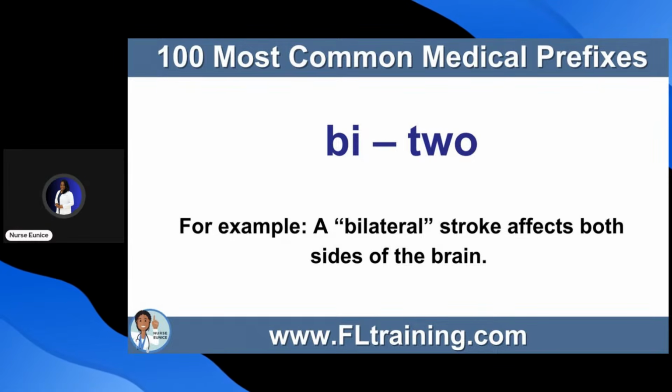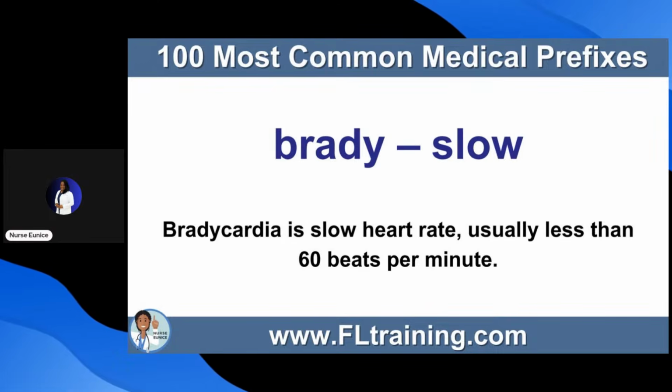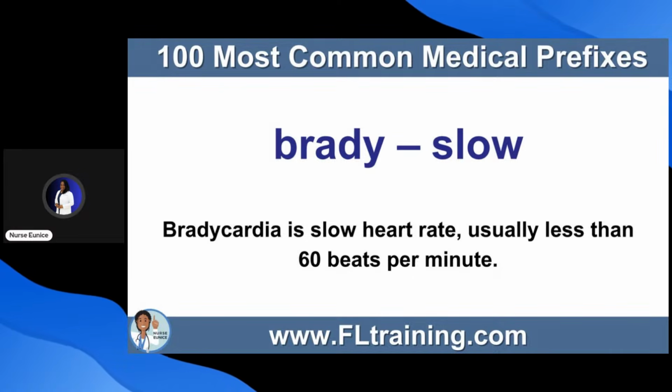Bi means two. For example, a bilateral stroke affects both sides of the brain. Brady means slow. Bradycardia is a slow heart rate, which is usually less than 60 beats per minute in an adult patient.